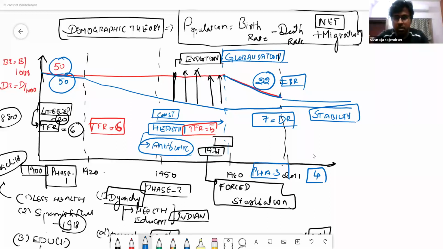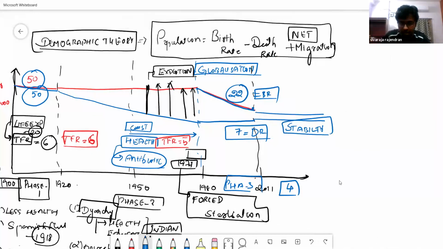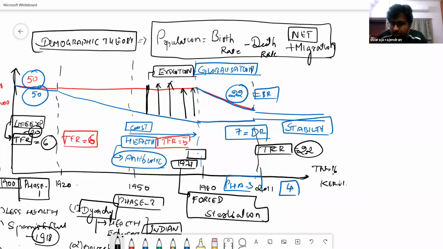TFR will not be one. See, the TFR here used to be 6, then 5. Now the TFR of India, the total fertility rate, that is the average number of children per woman in the reproductive age, has come to 2.2. In Tamil Nadu it is 1.6, in Kerala it is 1.6, Andhra Pradesh 1.7, Karnataka 1.7.